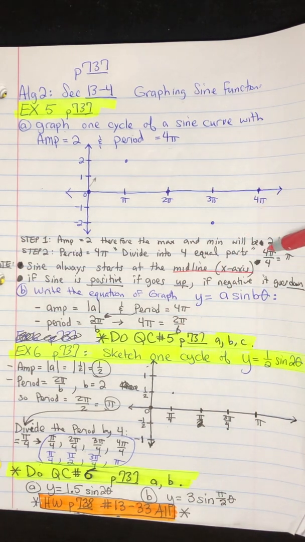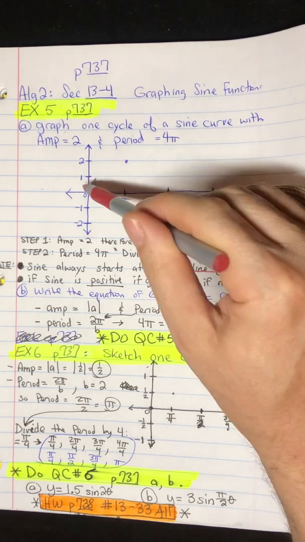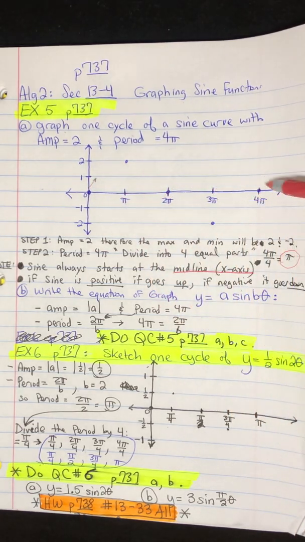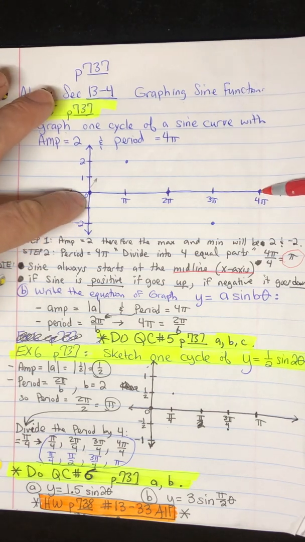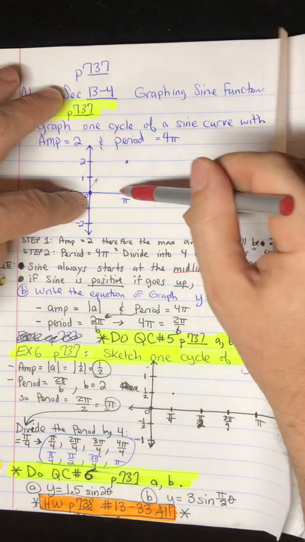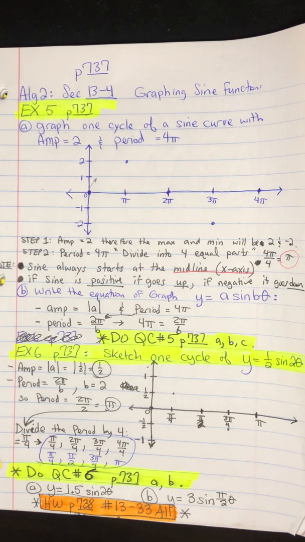Okay, so when we divide 4 pi by 4, look what we get. We get pi. What that tells me is each major unit is going to be pi: pi, 2 pi, 3 pi, 4 pi. We had 0 to 4 pi as the one cycle. And then what we did was divide it by 4 to find out what my 4 main sections are going to be. One cycle has 4 main sections.